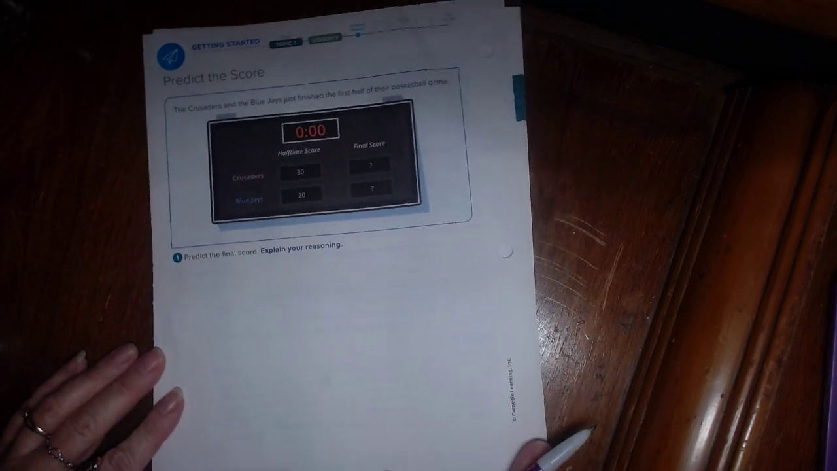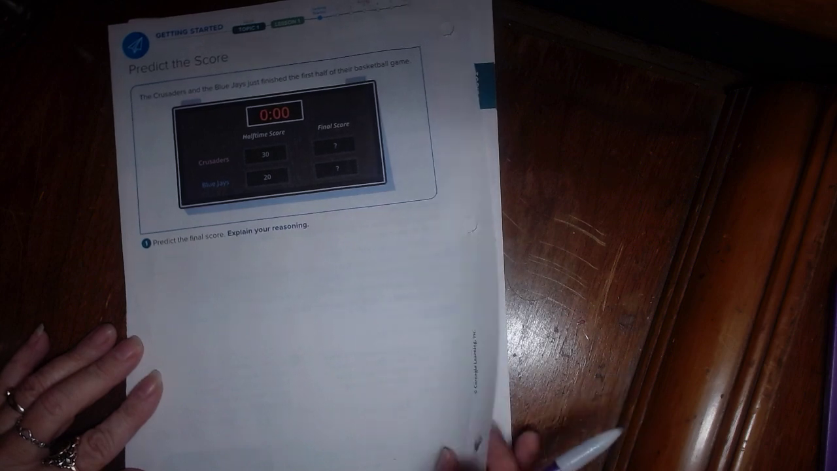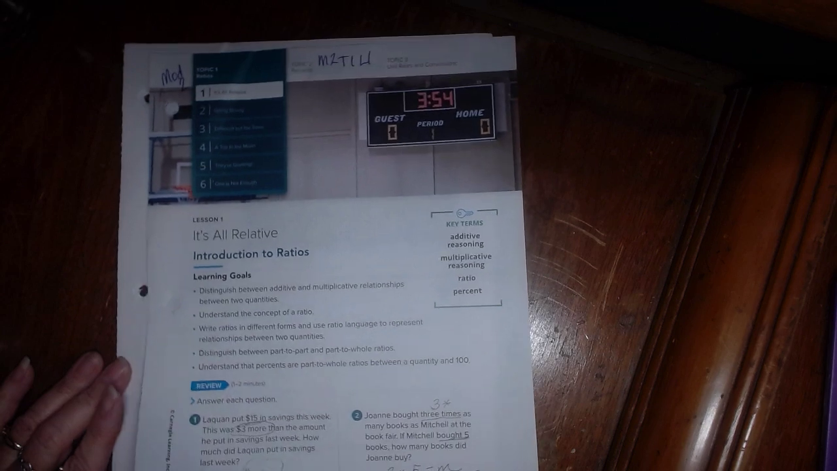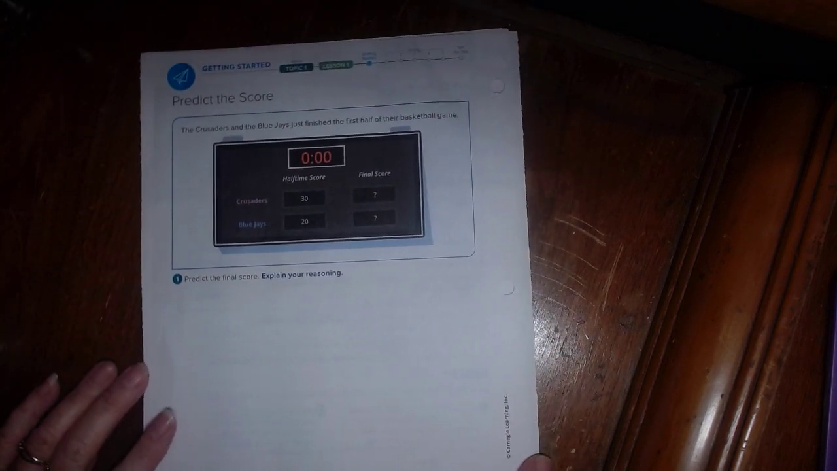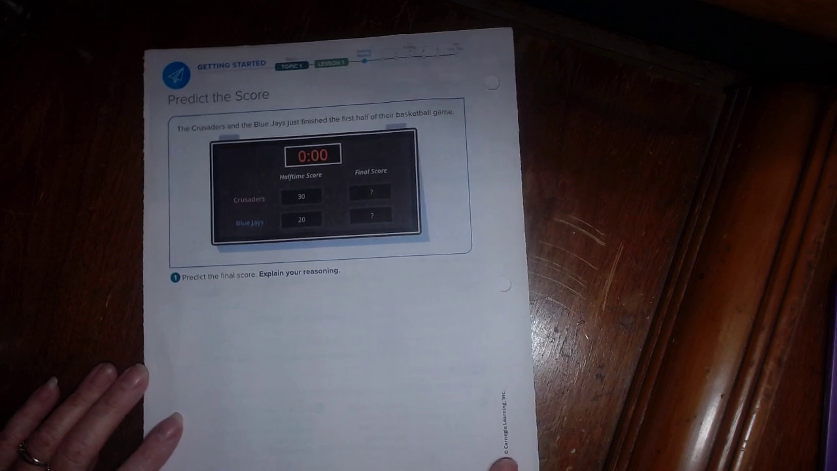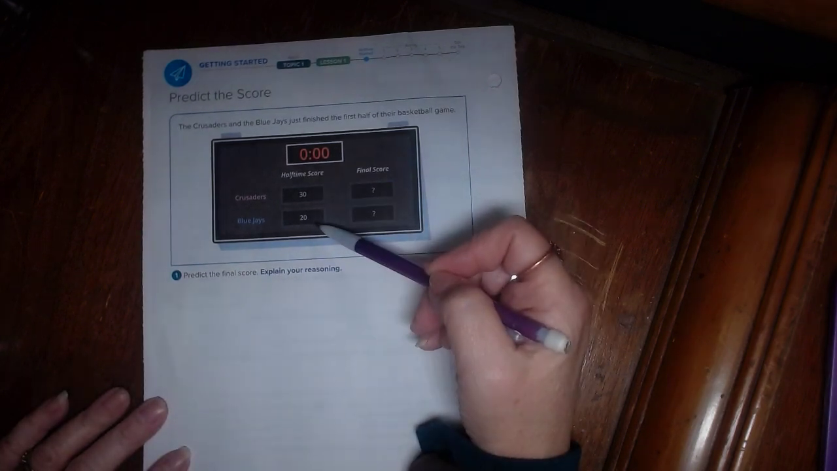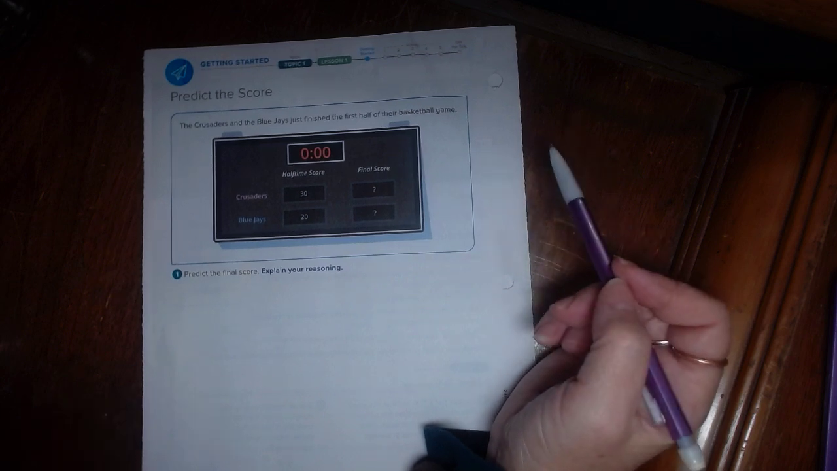Turning the page. Predict the score. The Crusaders and the Blue Jays just finished the first half of their basketball game. I'm sorry, this is on page 170. I should have told you that right in the beginning. This one was page 169. Hopefully you had that. Okay, so it says to predict the final score. So you're going to pause and put down what you think it's going to be. Explain what your reasoning is. So the Crusaders at halftime have 30 and the Blue Jays have 20. So it says predict what they will have at the end.